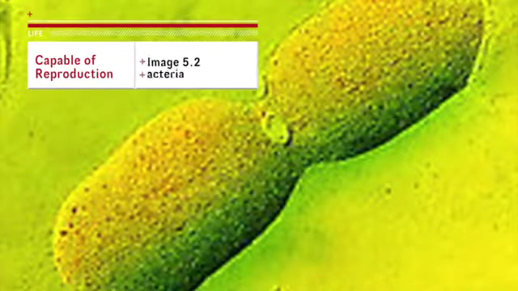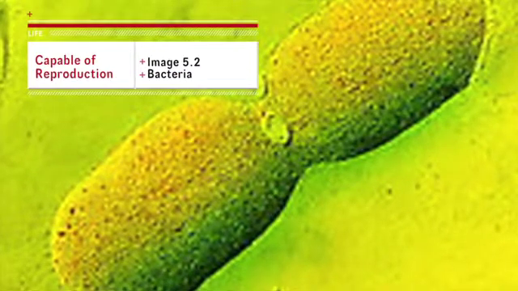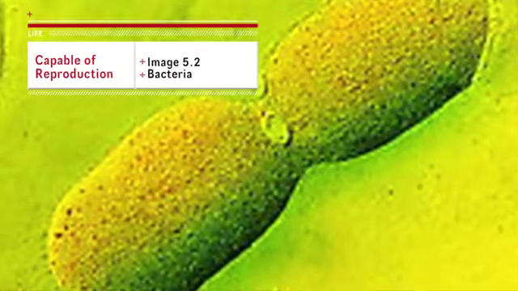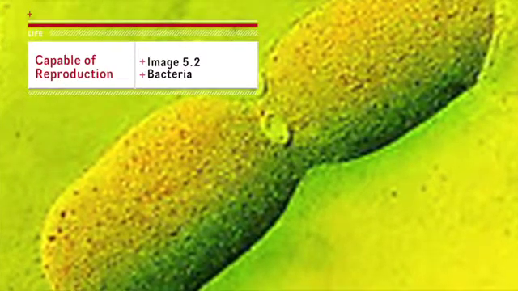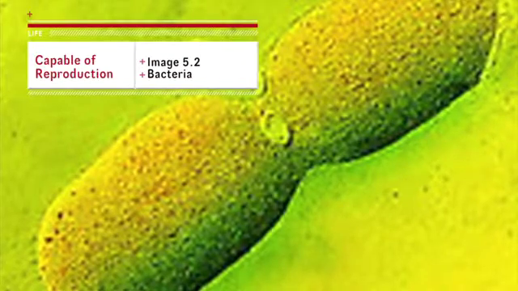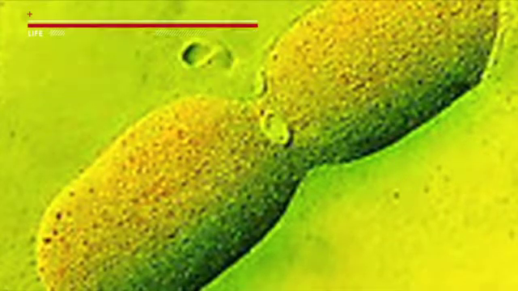This photograph of bacteria undergoing binary fission represents the reproduction of organisms. Some organisms reproduce asexually, such as this bacteria cell. The resulting daughter cells are genetically identical to the parent.